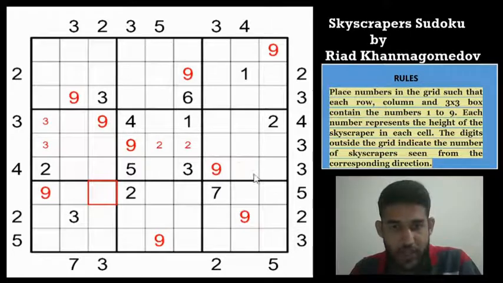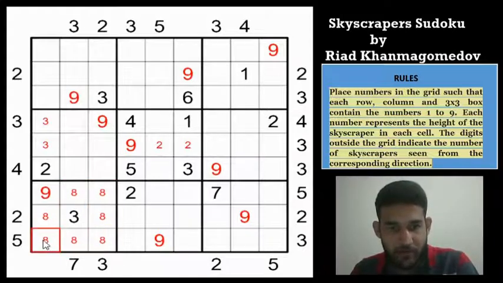Now which box do we start with? You can start with any box. Let us start with this box again. So 8 can be in any of these cells. Let us eliminate one by one, right?